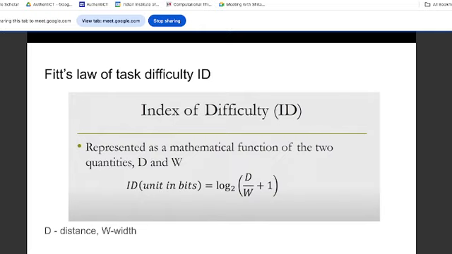How do they model this task difficulty? With the use of an index of difficulty.